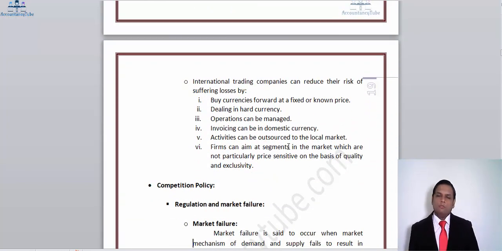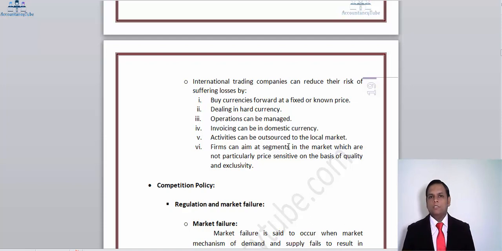Now, there are a number of ways through which the businesses can defend themselves from these effects. The first is to buy currency forward or at a fixed or known price. This basically includes forward exchange contracts. We'll be studying about that in the second last chapter. It's an over-the-counter contract, can be arranged with the bank.